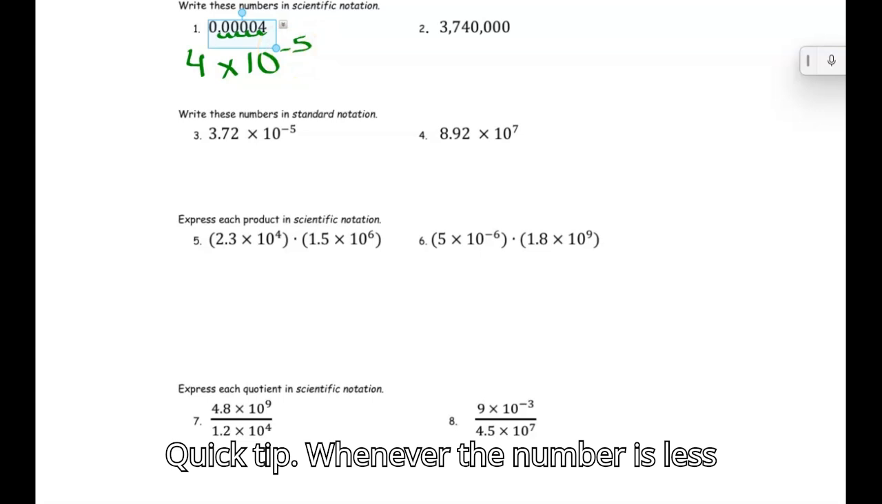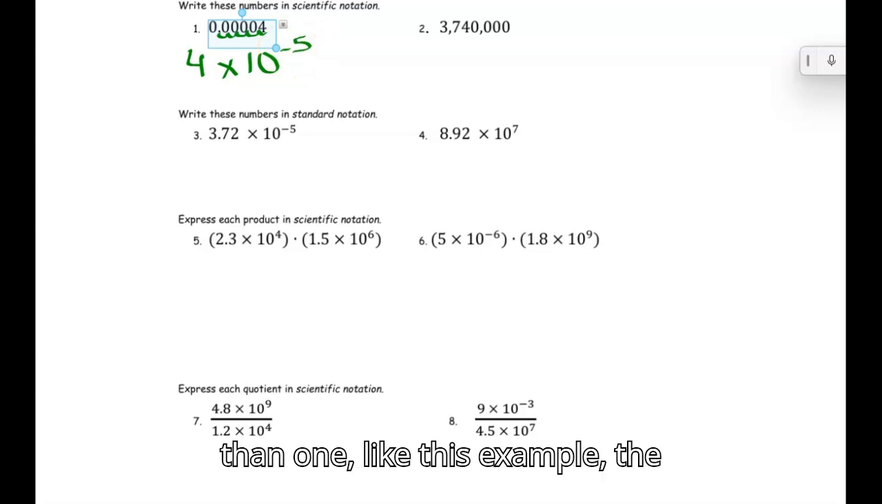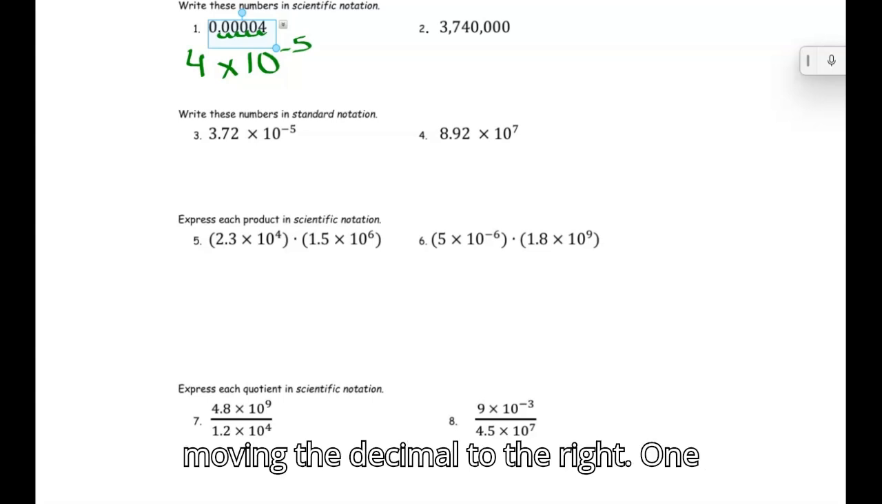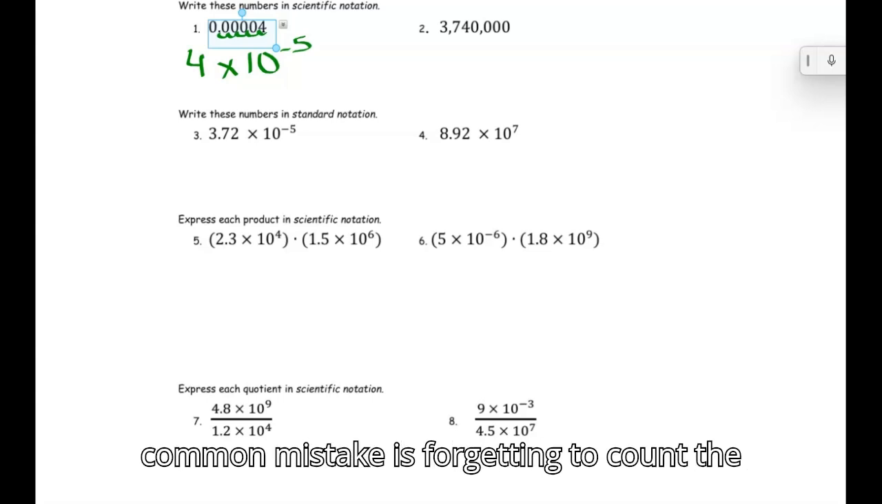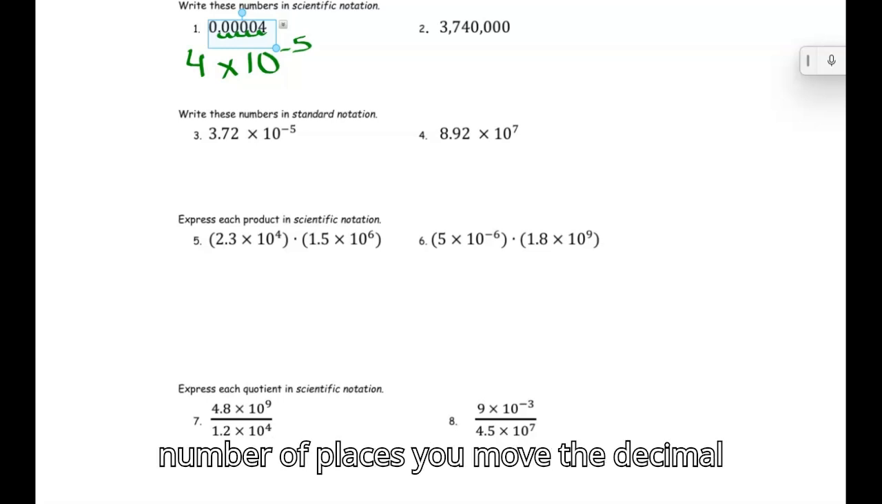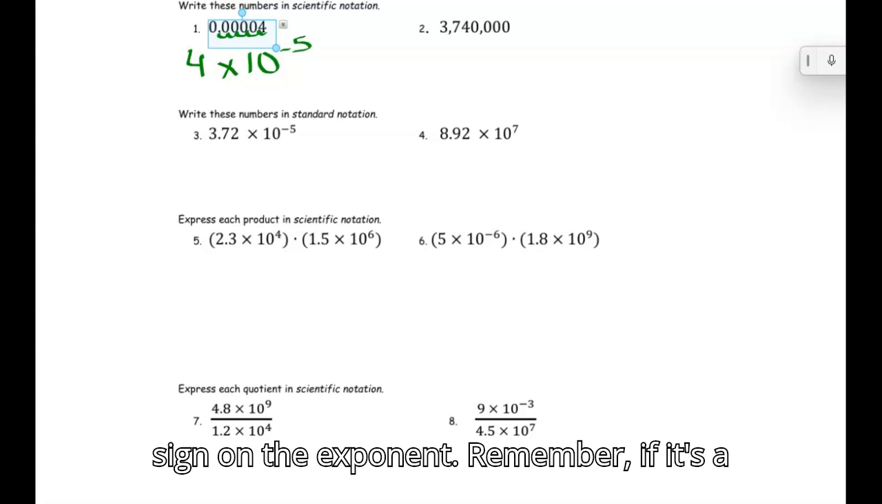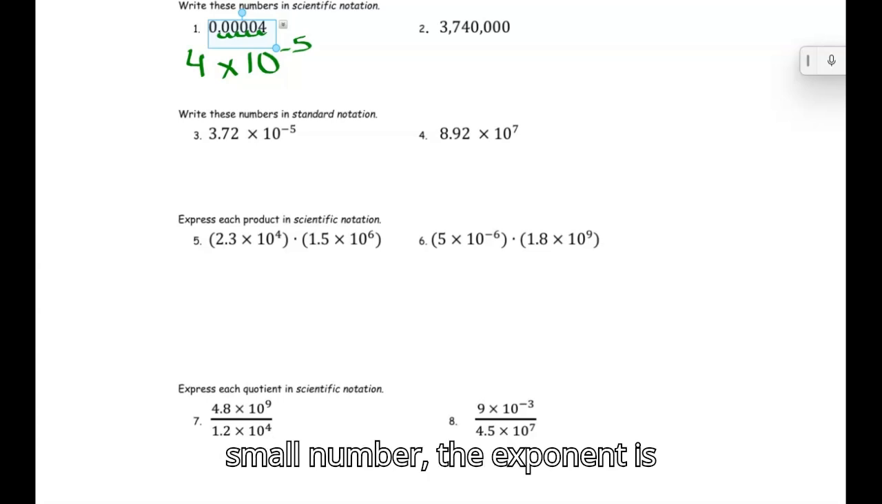Quick tip, whenever the number is less than 1, like this example, the exponent will be negative because you're moving the decimal to the right. One common mistake is forgetting to count the number of places you move the decimal correctly, or simply using the wrong sign on the exponent. Remember, if it's a small number, the exponent is negative.